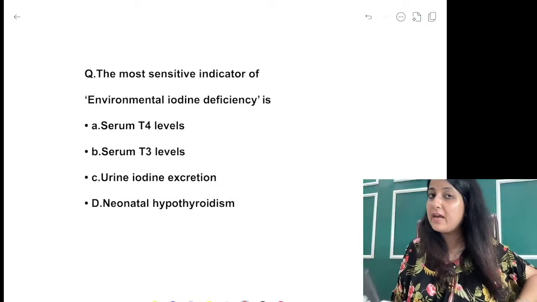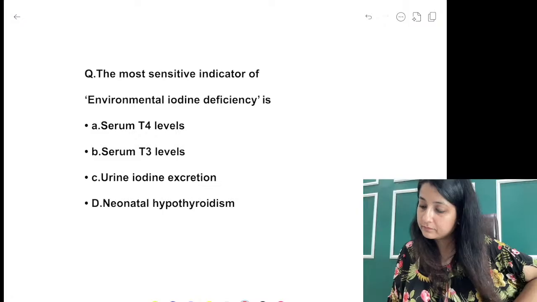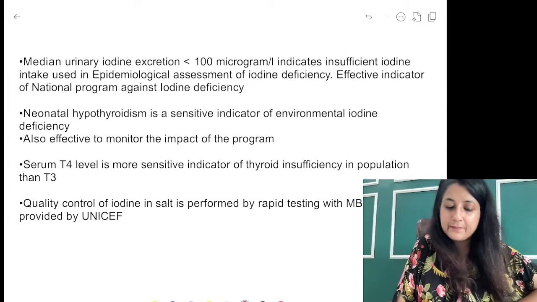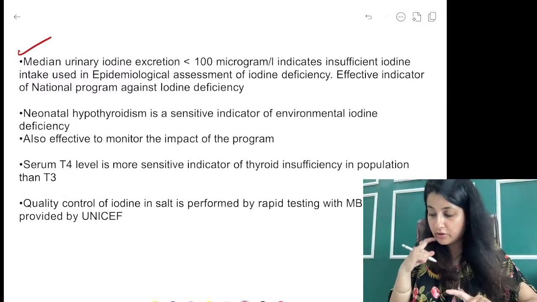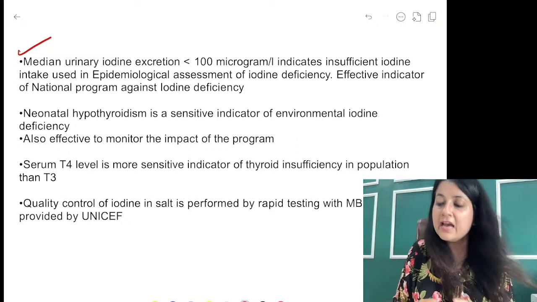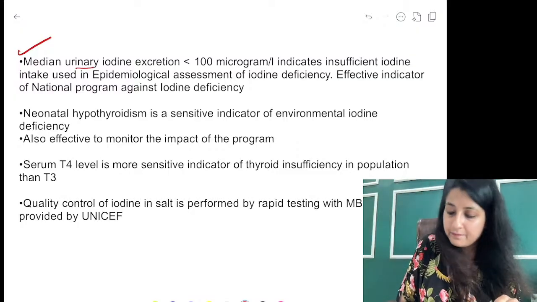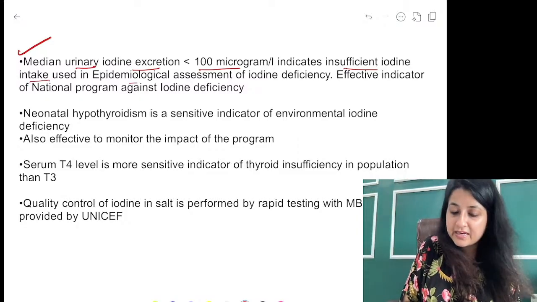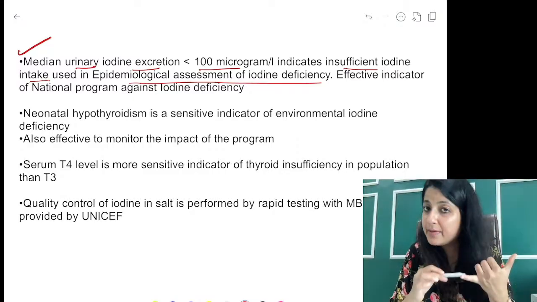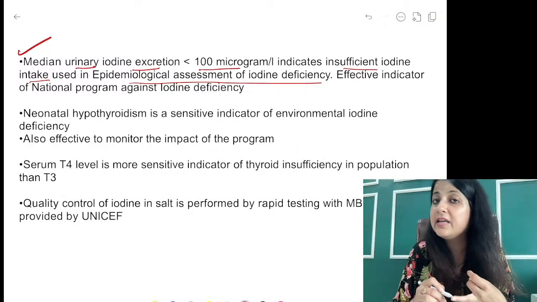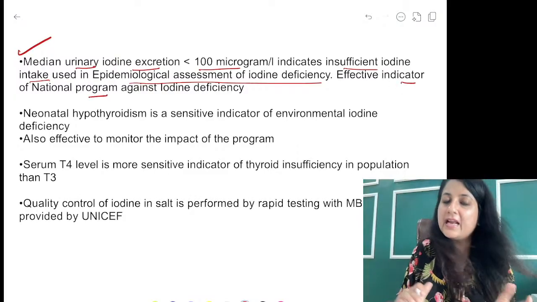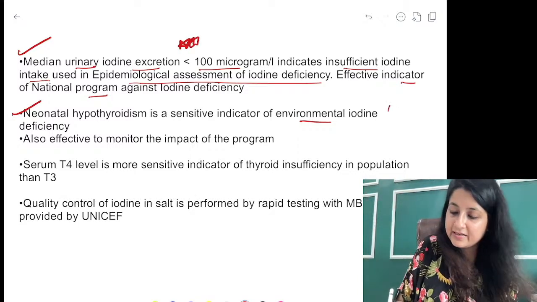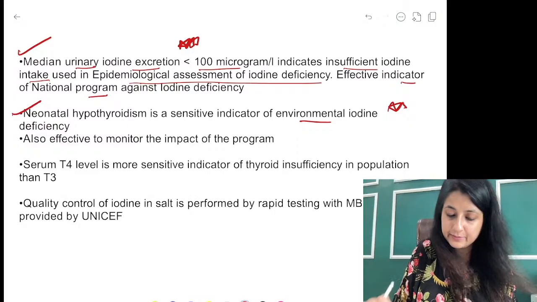Okay, most sensitive indicator of environmental deficiency of this one, environmental deficiency, neonatal hypothyroidism. Now see, median iodine, this is important, that is why I have brought this up, the indicators for iodine deficiency. So we have a national iodine deficiency disorder control program. Median urinary iodine excretion less than 100 indicates insufficient iodine intake. This is used as epidemiological assessment. So if anybody asks you what is the epidemiological indicator for iodine, median urinary iodine excretion. It is an effective indicator of the national program. Neonatal hypothyroidism, environmental, these two come. Epidemiological indicator, environmental iodine deficiency indicator.